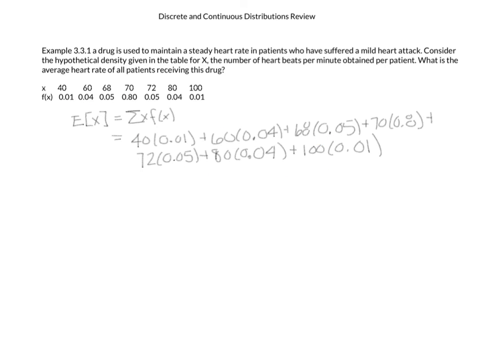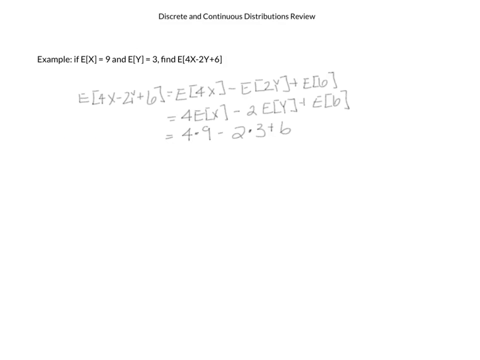And that will give me, and then I sum it all up, and that will give me my expected value. Next is a quick expected value problem. If the expected value of x is equal to 9, and the expected value of y is equal to 3, find the expected value of 4x minus 2y plus 6.